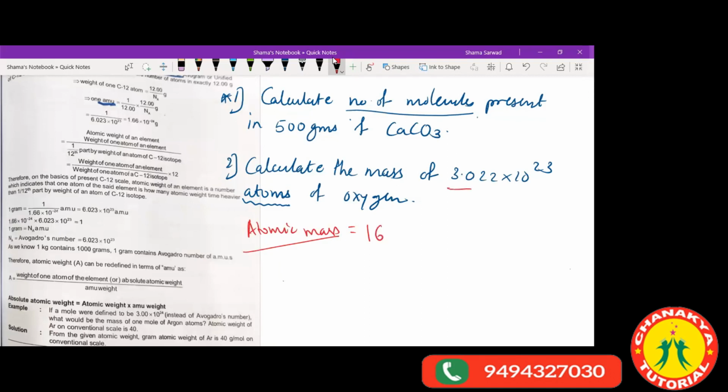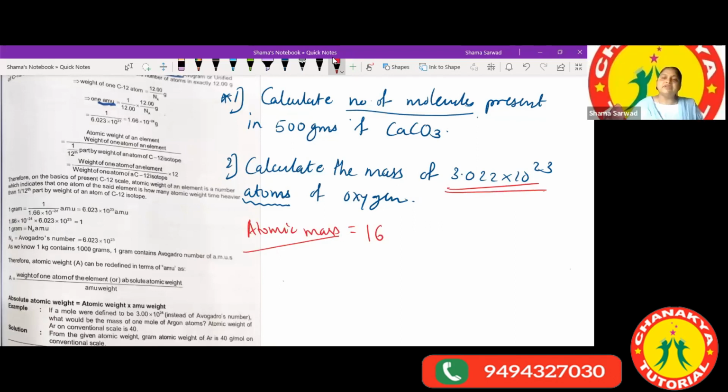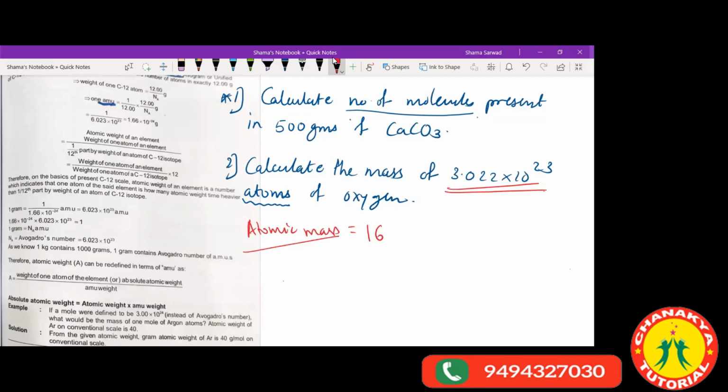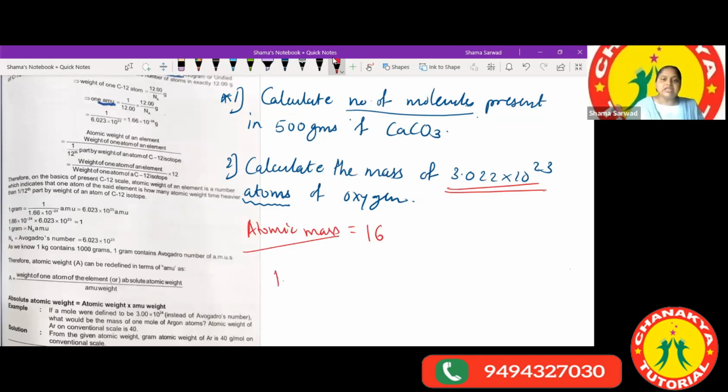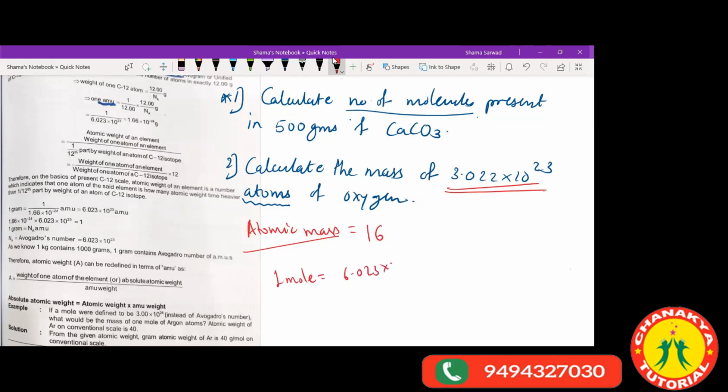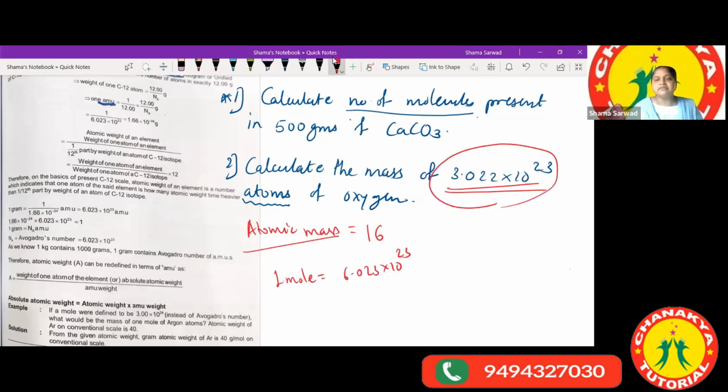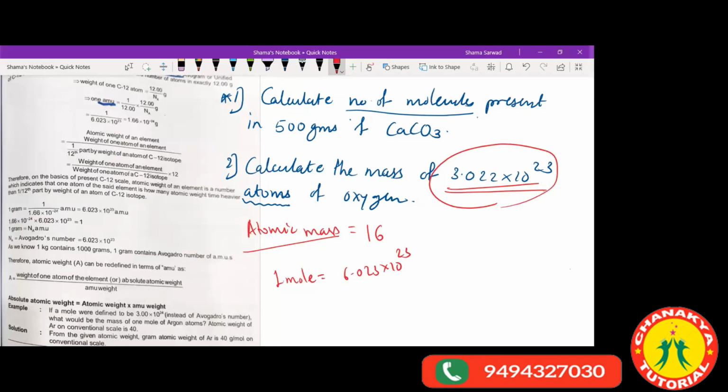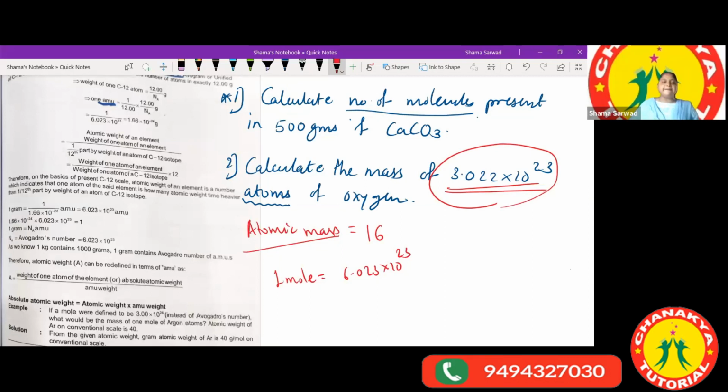Now, the number of particles given is 3.022 into 10 raised to 23. 1 mole is equal to how many? 6.023 into 10 raised to 23. What do you come to know by looking at this? It's just a half. So half mole. Right? 0.5 mole. Now how are you going to calculate the mass?